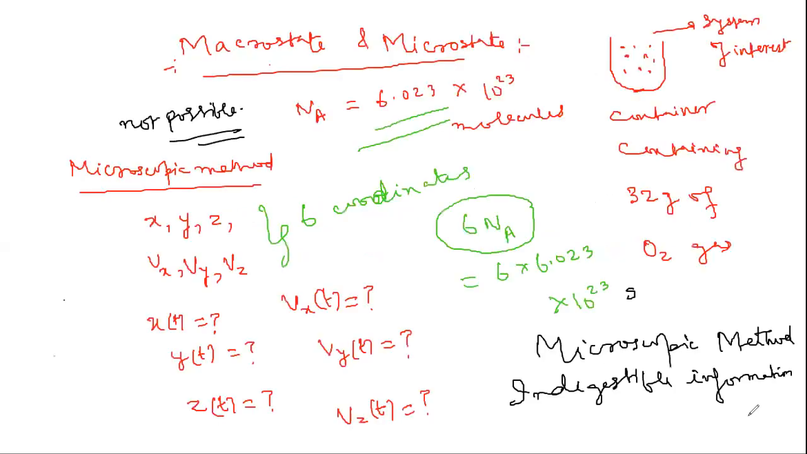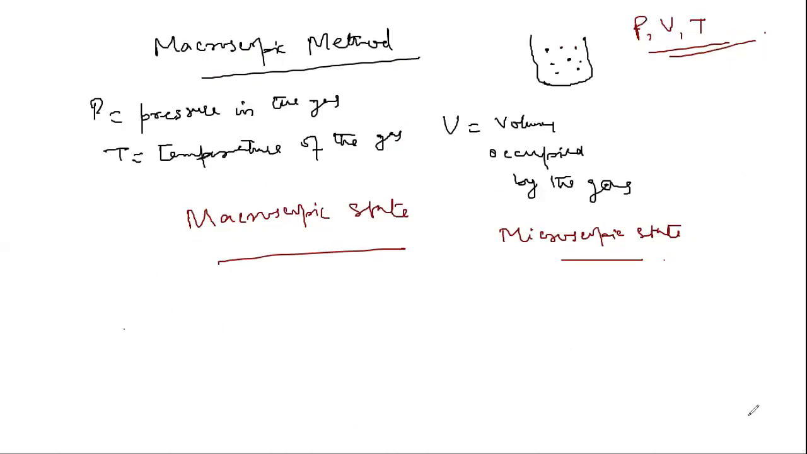So if I have a system where a huge number of variables are there, microscopically, the information is indigestible. So the microscopic method is not possible. We talk in terms of macroscopic variables. They are few to handle, but the cost is that we are disregarding the internal details of the system. So corresponding to each macrostate, there are many microstates possible.